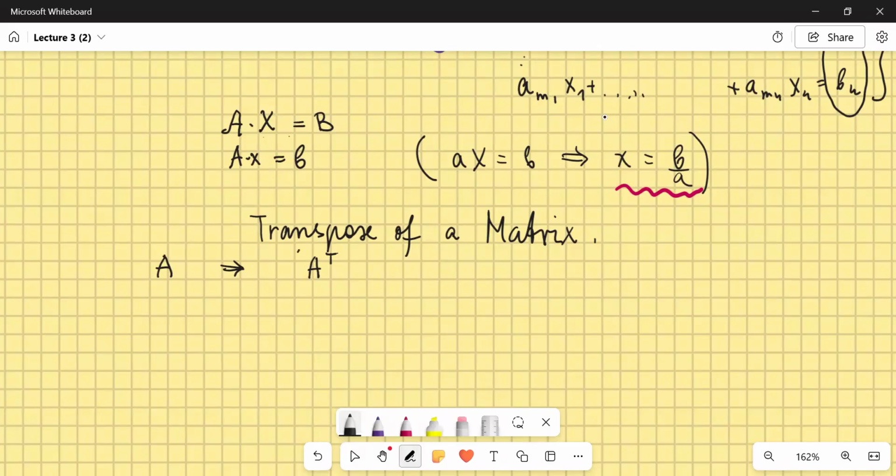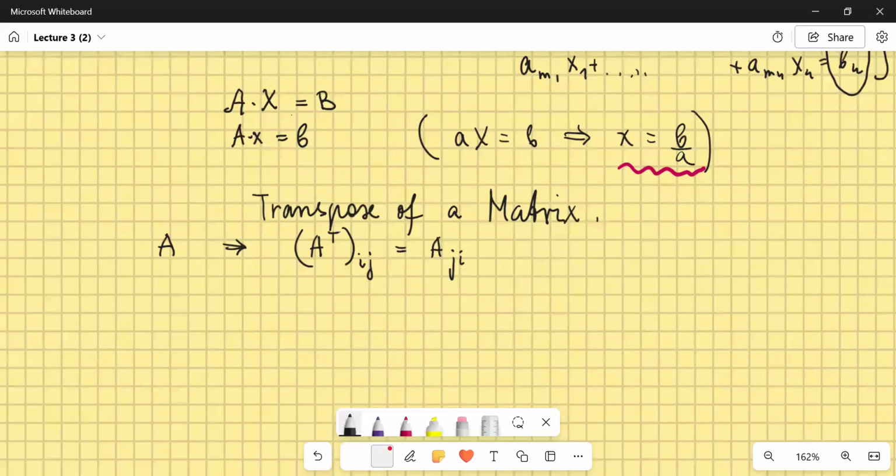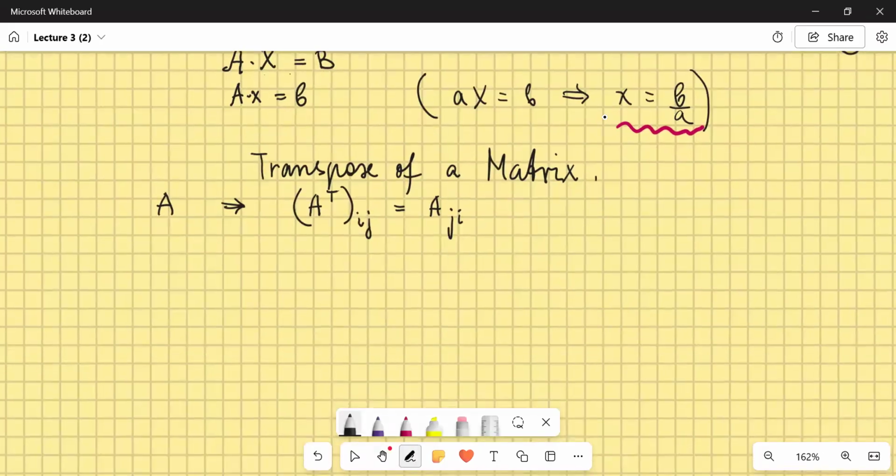The rule for A transpose is that element ij of A transpose is going to be equal to element ji of the original matrix. So basically, we are going to switch. Remember that i is labeling rows and j is labeling columns. We are going to switch rows and columns in our new transpose matrix.